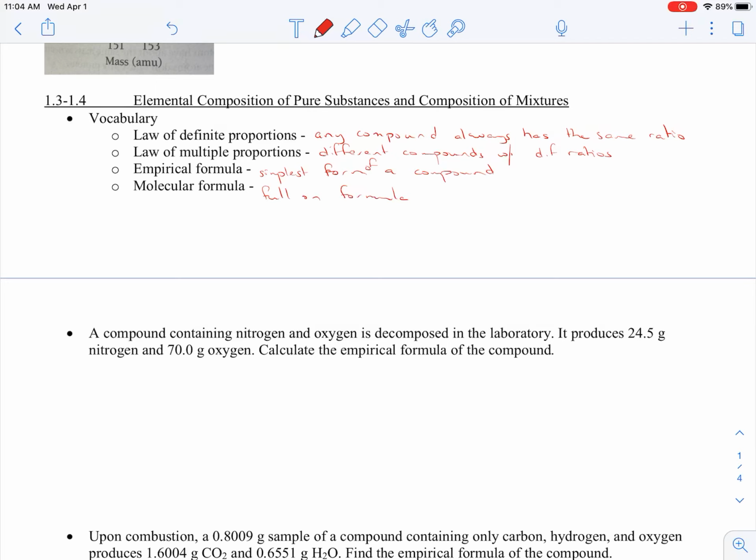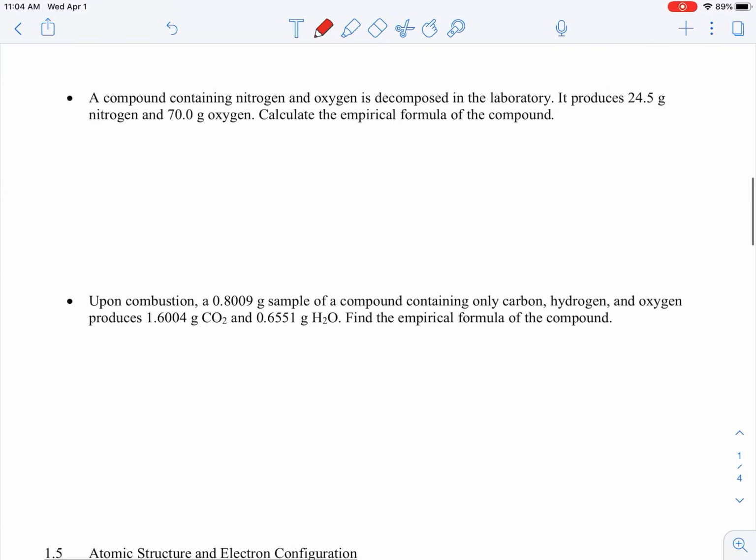And then what we did for the next 2 problems is we did an empirical formula one, and then we have a combustion analysis one. So in this question, we have a compound containing nitrogen and oxygen decomposed in the laboratory. It produces 24.5 grams of nitrogen and 70 grams of oxygen. So what I like to do is write out our elements. So we have N and O. We have 24 grams of N. And we have 70 grams of O.